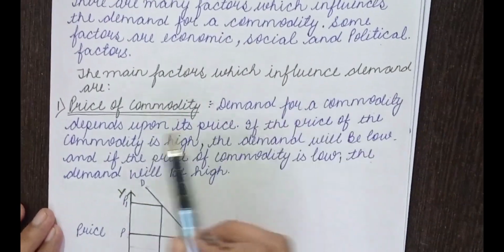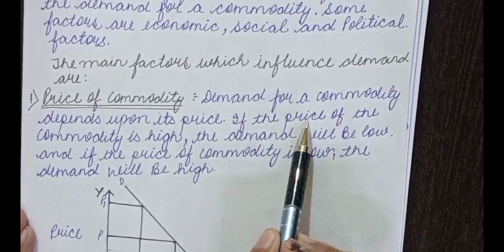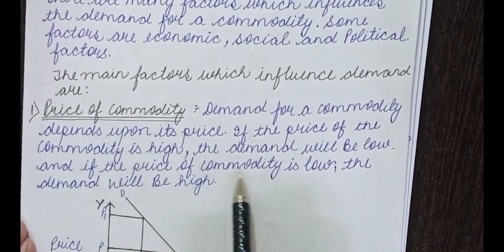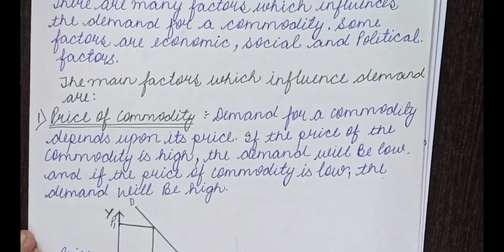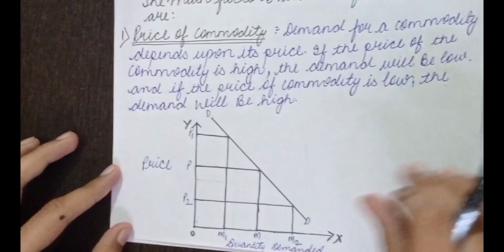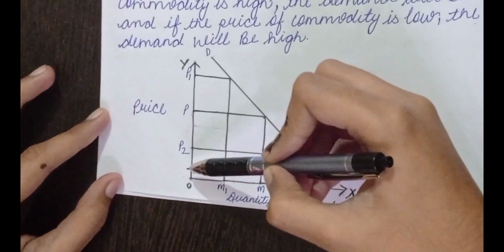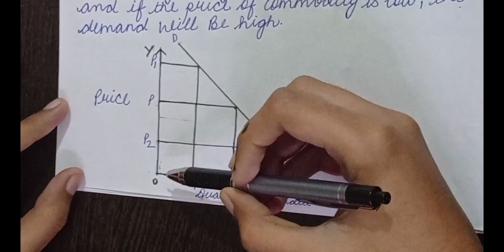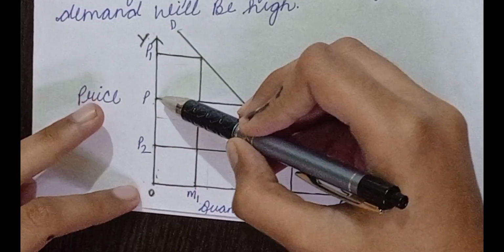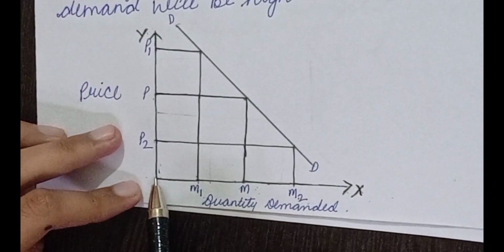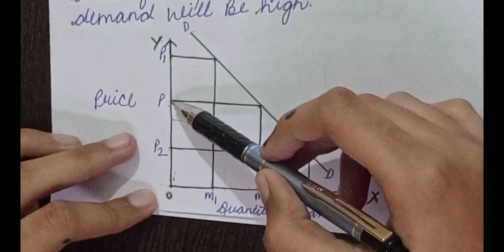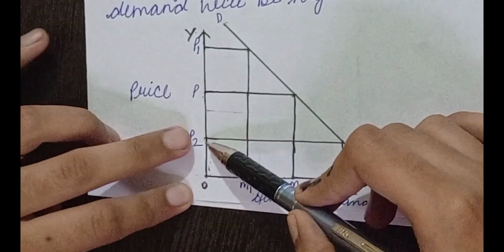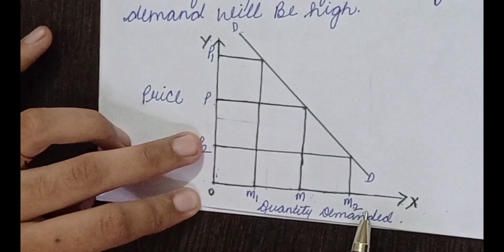Demand for a commodity depends upon its price. If the price of the commodity is high, demand will be low. And if the price of the commodity is low, demand will be high. In this figure, price is taken on the y-axis and demand is taken on the x-axis. When the price of a commodity is OP, demand for the commodity is OM. When price rises to P1, demand falls to M1. When price falls to P2, demand rises to M2.